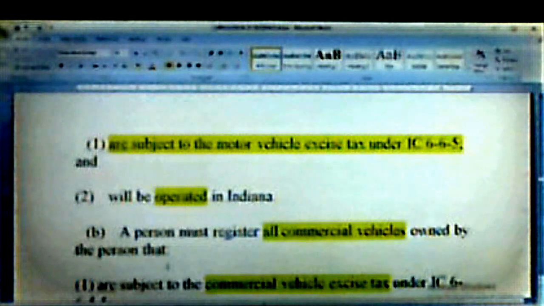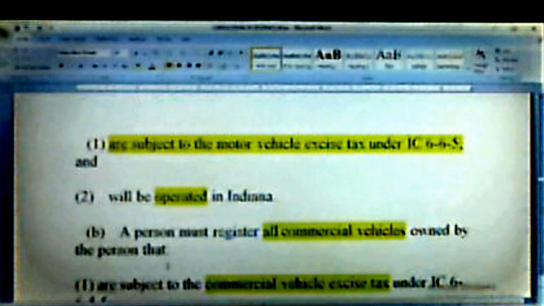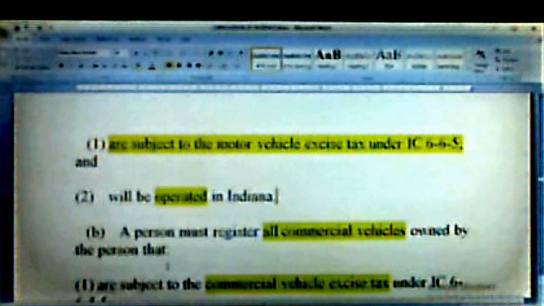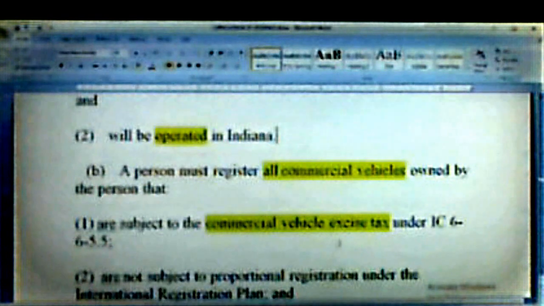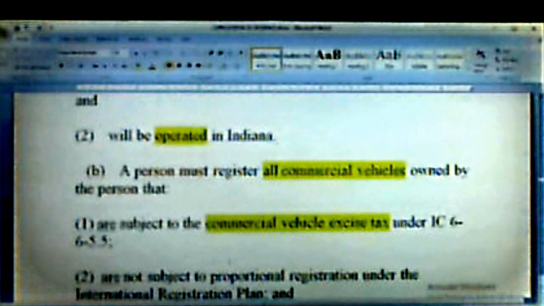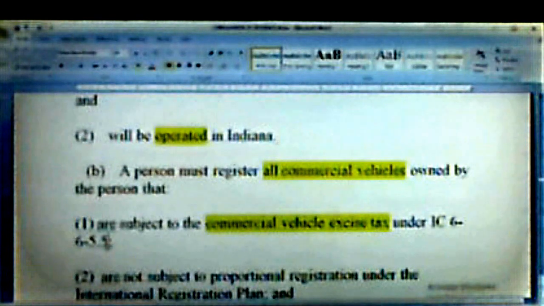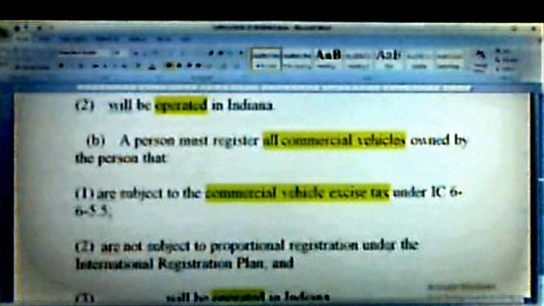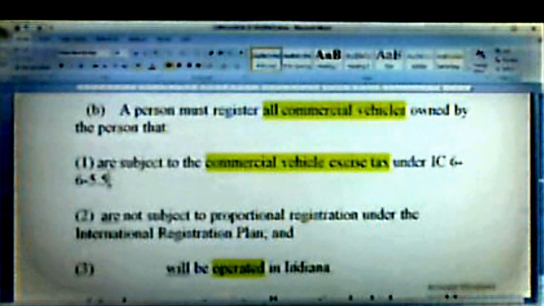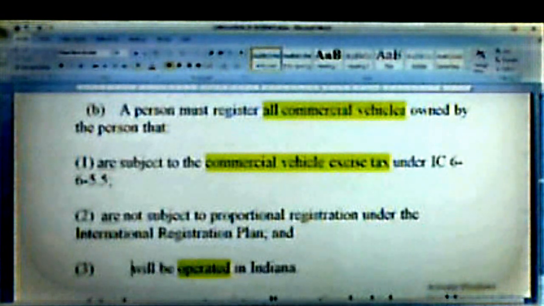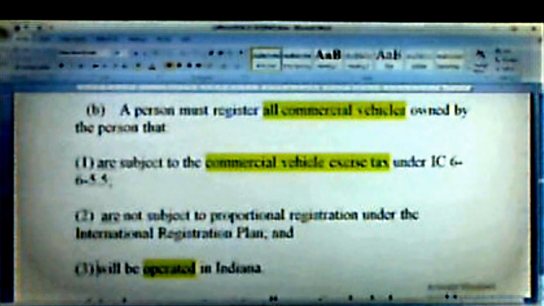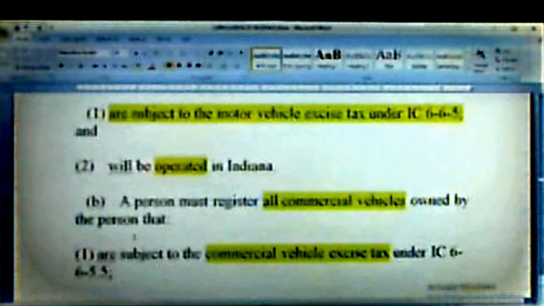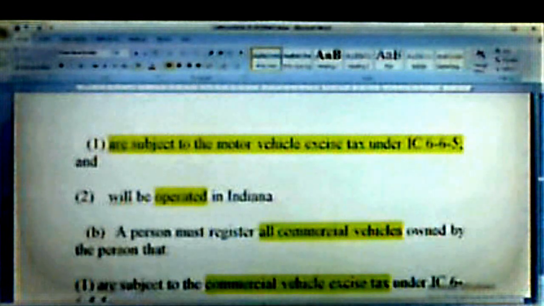2B says a person must register all commercial vehicles owned by that person that are subject to the commercial vehicle excise tax under IC 6-6-5.5, right? Which are not subject to the proportional registration under the International Registration Plan and will be, again, operated in Indiana. Right? So there's no doubt here that all of this goes back to a commercial use.